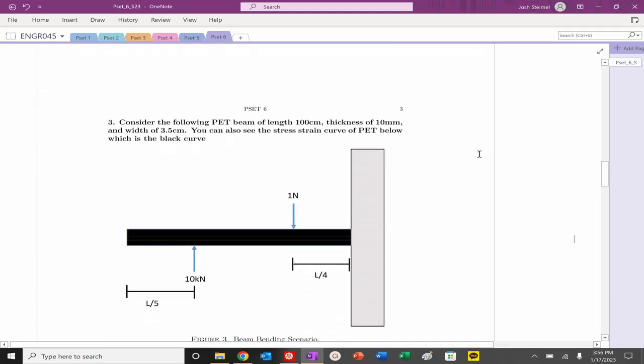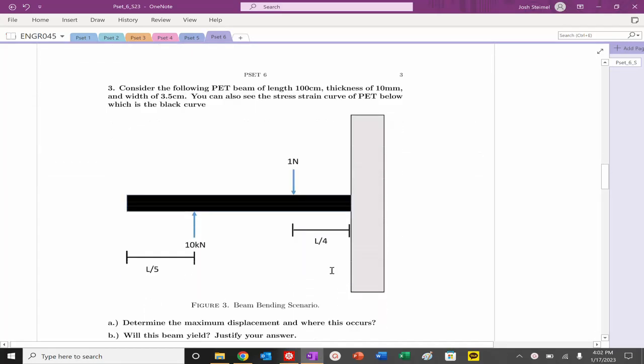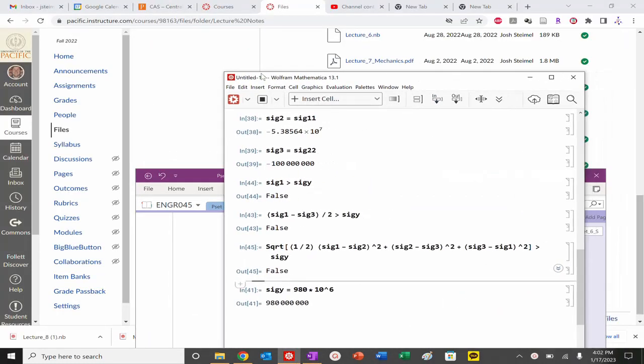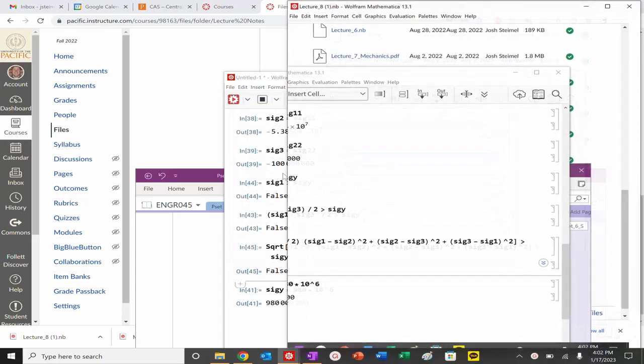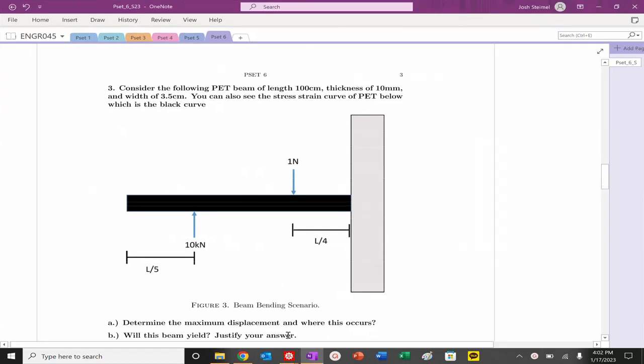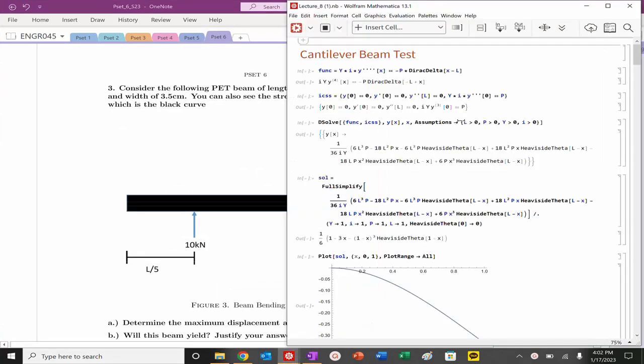So let's now get into some beam bending with problem 3. All right, we are back, and let's go ahead and start to solve. Problem 3. So let's pull this up, and I'm going to pull up our handy beam bending Mathematica notebook, because we're going to solve this using ODEs, and we're going to identify essentially the problem.